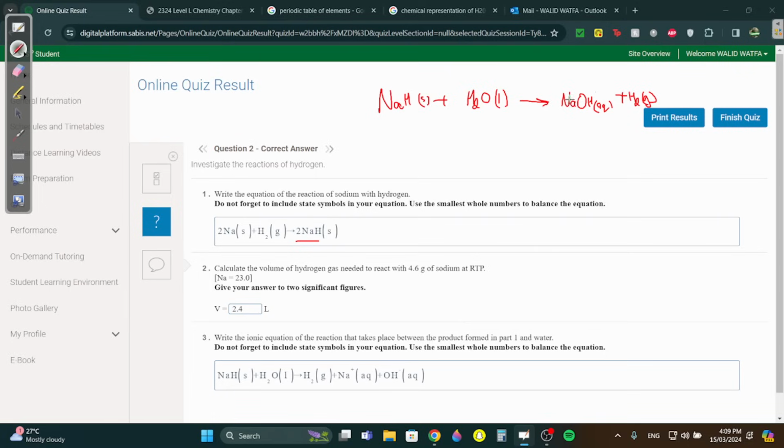And let's balance. There's nothing to balance. Na is balanced. Here you have 3 hydrogens. Here you have 1 and 2 more, so 3 hydrogens. Here you have 1 oxygen. Here you have 1 oxygen. So it's balanced.